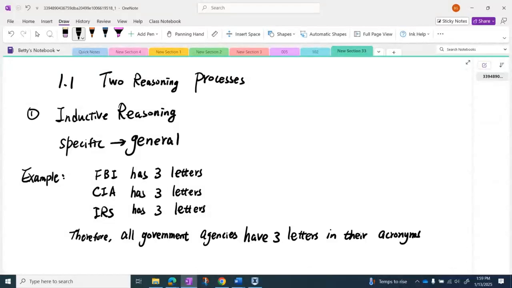So my general conclusion is drawn from 3 specific examples. For that reason, it satisfies the definition of inductive reasoning. The reasoning process in this example is inductive. And there's a trick that could help us remember inductive reasoning.